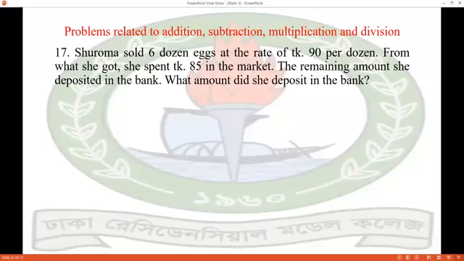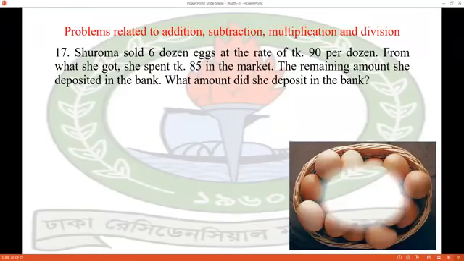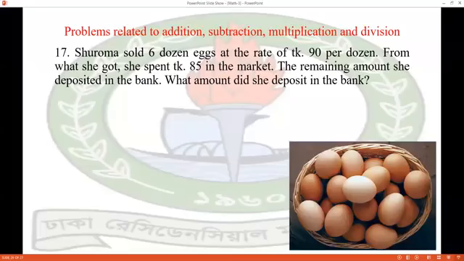Shuroma sold 6 dozen eggs at the rate of taka 90 per dozen. We know that 12 eggs is equal to 1 dozen eggs. That means 6 dozen eggs at the rate of 90 taka per dozen. From what she got, she spent 85 in the market. The remaining amount she deposited in the bank. What amount did she deposit in the bank? You have to find out.